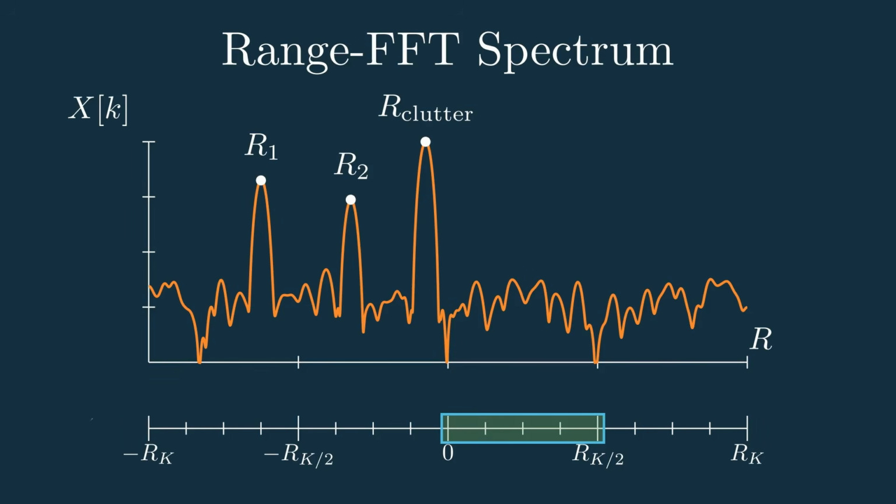What's even cooler is that if you look at the left of this range FFT spectrum, you'll notice that we have data all the way down to 0 meters from the antenna. This may seem obvious, but it's actually a huge benefit FMCW radars have over their pulsed counterparts.